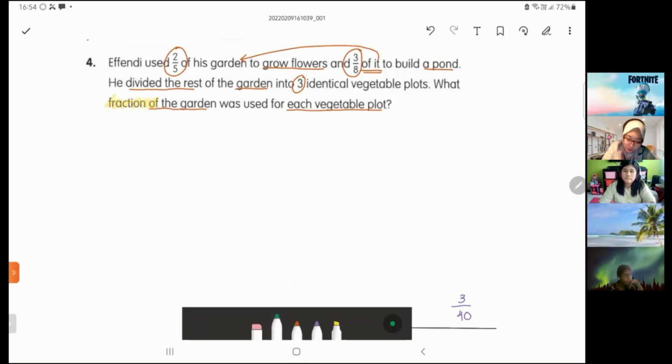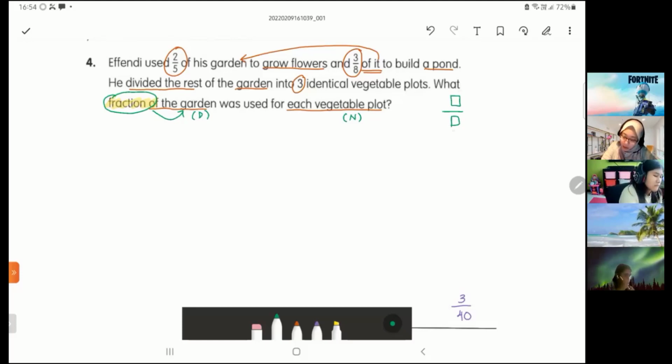Straight after the phrase "fraction of" is the garden. The one that is mentioned right after "fraction of" will be our denominator. Then the following item, each vegetable plot, will be our numerator because I want a fraction. So it will be numerator over denominator: vegetable plot over garden. That's what we want, so each vegetable plot over the garden.